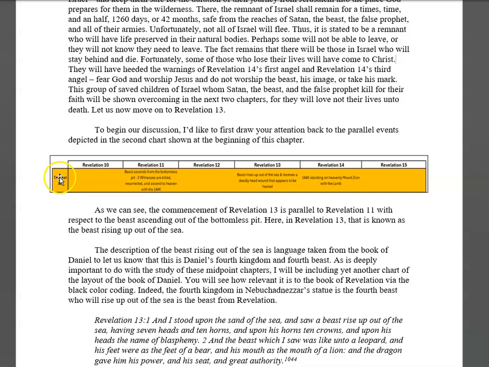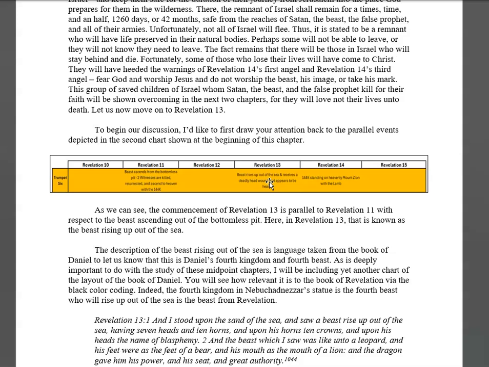Those events regarding the beast ascending out of the bottomless pit, the overcoming and killing of the 2 witnesses, their resurrection, their ascension, and that earthquake are all the end part of trumpet 6. So when we find correlating passages to that regarding the ascension of the beast in Revelation 13, we know also that that is parallel to the sequence of events in trumpet 6.